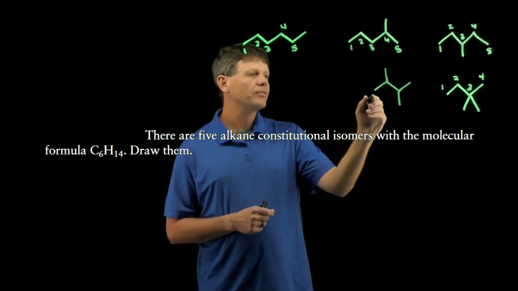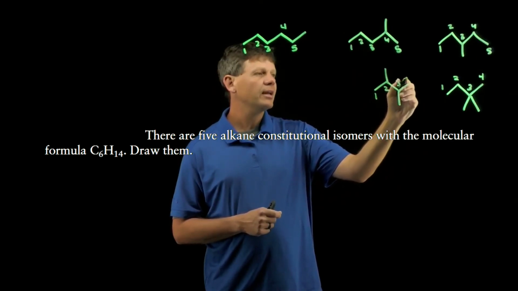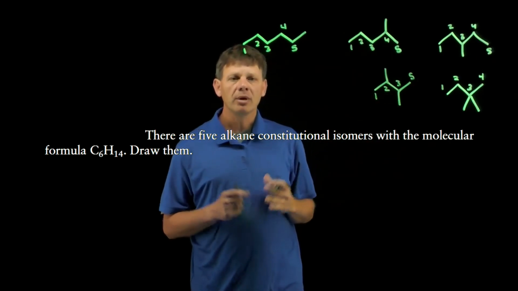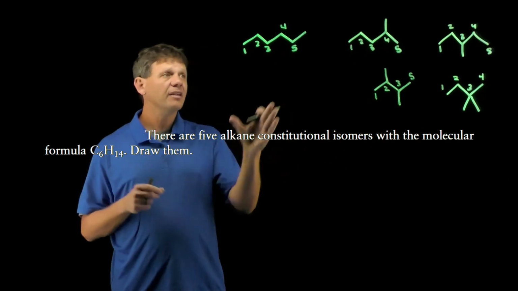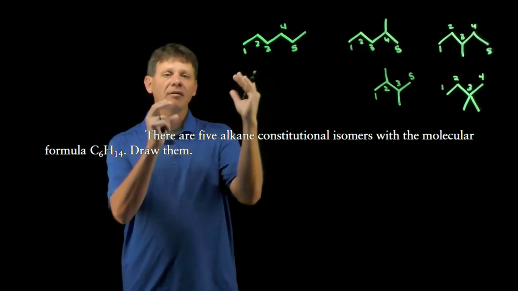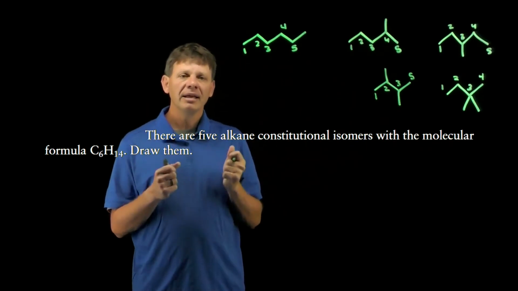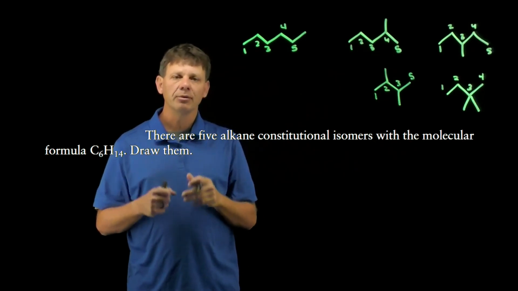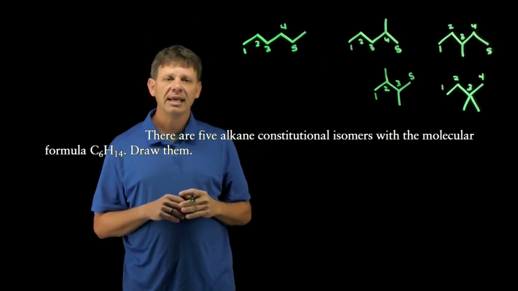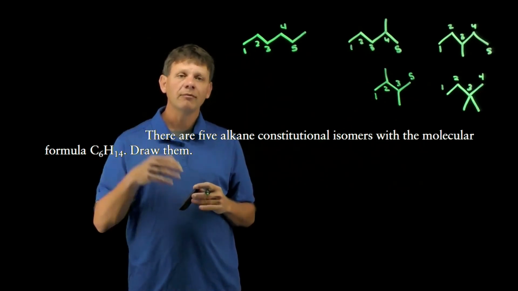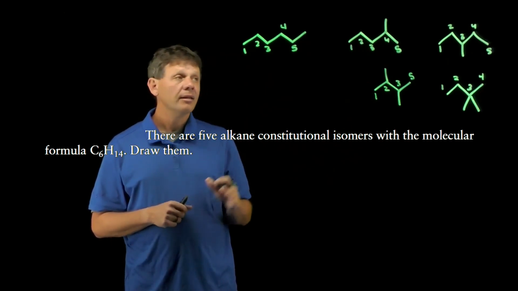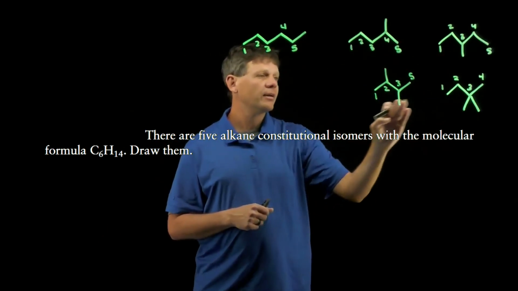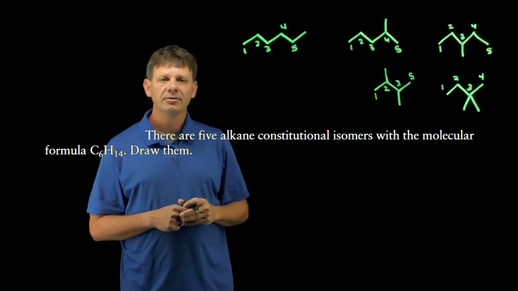You'll notice that what we've done in drawing these 5 is we've been systematic. We've imagined the molecule, instead of being a 6 carbon chain, a 5 carbon chain with a methyl group, and simply looked at how we can move the methyl group through various parts of the chain, each time assessing, have we generated a new compound? That results in these 5 as the unique constitutional isomers of C6H14.